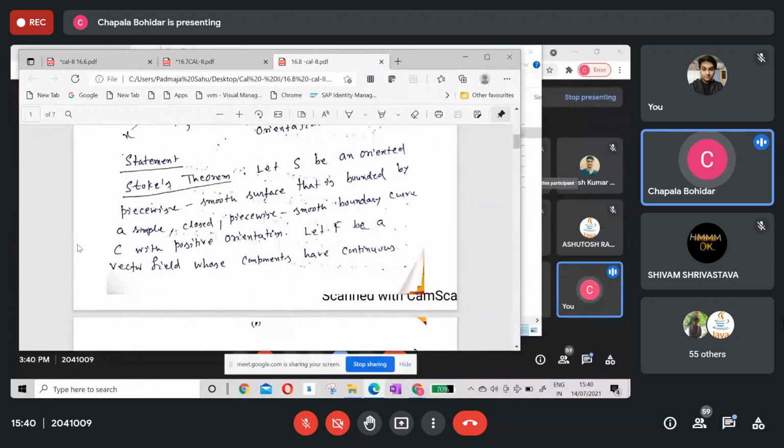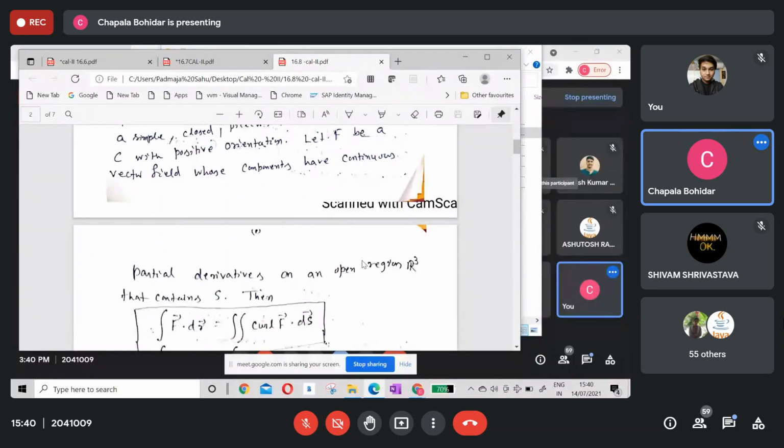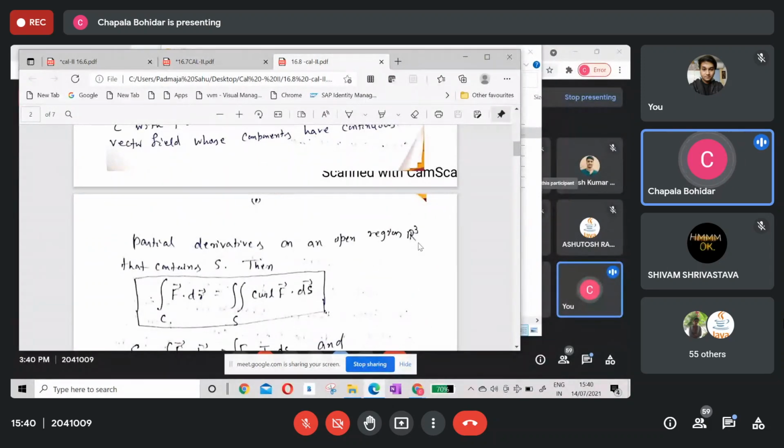The statement: Let S be an oriented piecewise smooth surface that is bounded by a simple closed piecewise smooth boundary curve C with positive orientation, and let F be a vector field whose components have continuous partial derivatives on an open region in R3 that contains S. Then this is the formula for Stokes theorem. You have to remember this formula.